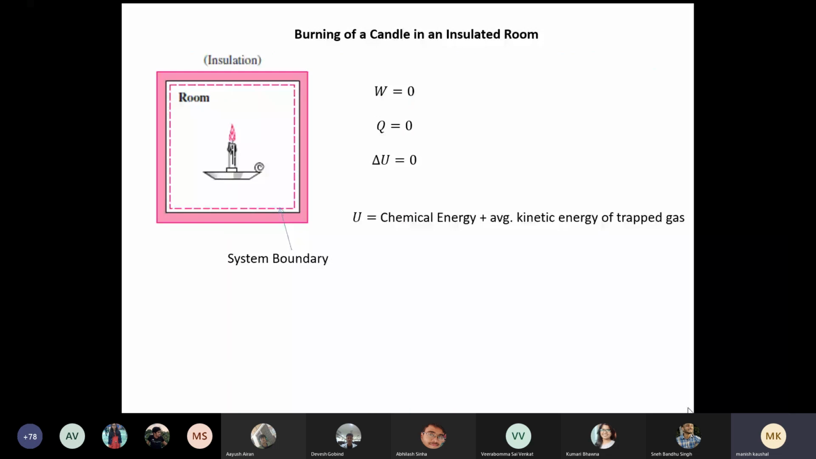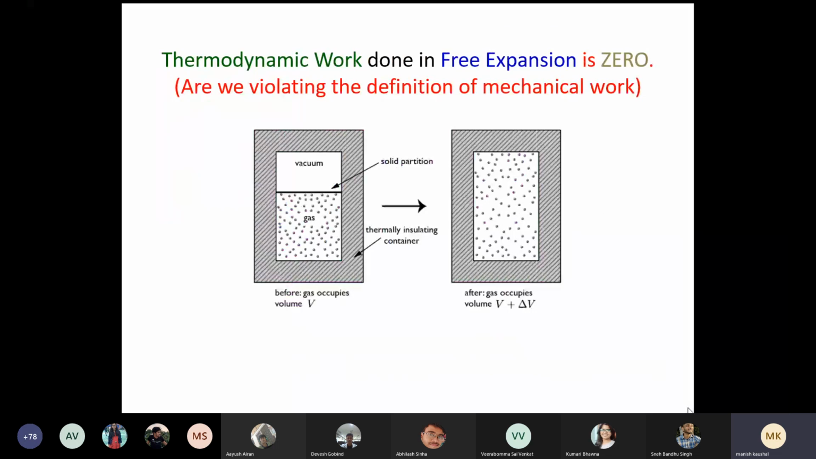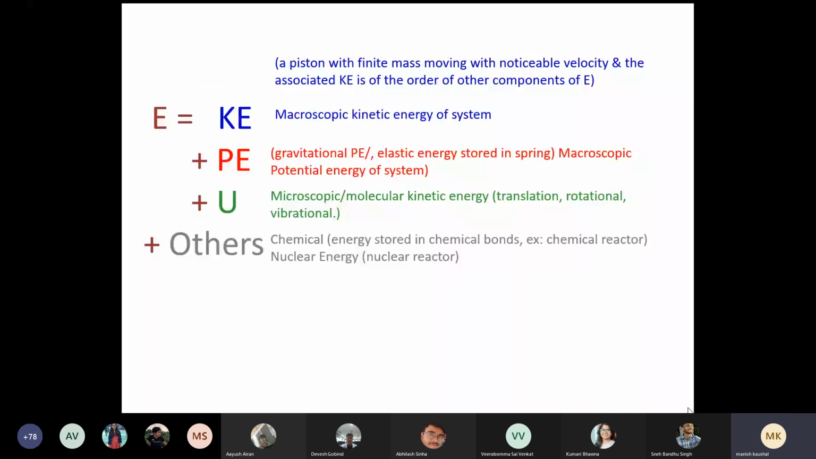Okay, I have included some examples to explain what E means, because you remember, just to recall, that in energy we said it includes K, P, U and others. K is macroscopic kinetic energy, P is potential energy, it can be gravitational, elastic, anything, and U includes the microscopic or molecular kinetic energy, that's what we said, and others include chemical energy and nuclear energy. In some books you will find that the others is also included in U. Okay, so that's just a matter of convention, which convention you want to follow.